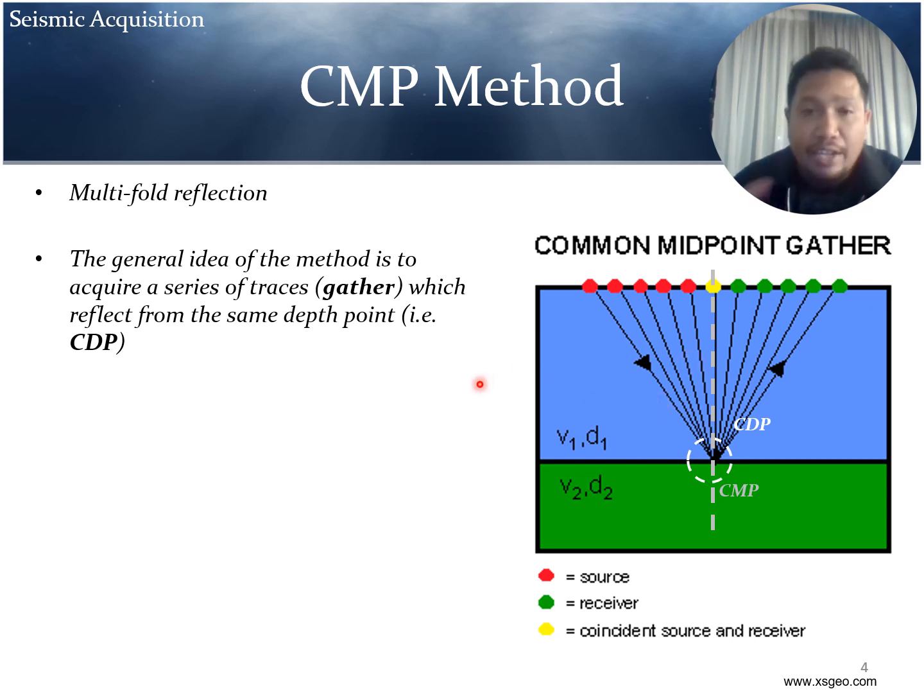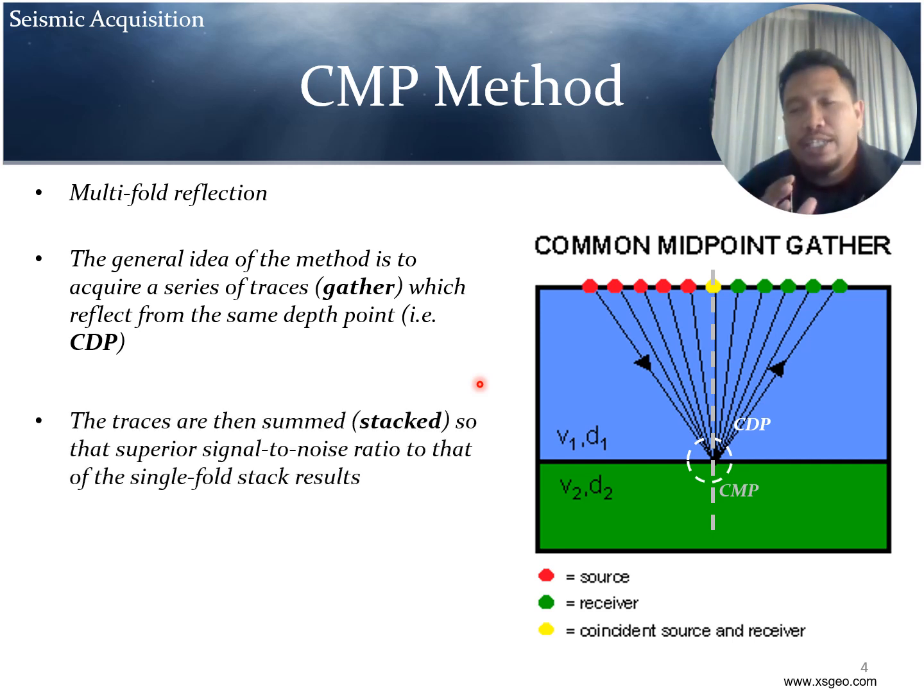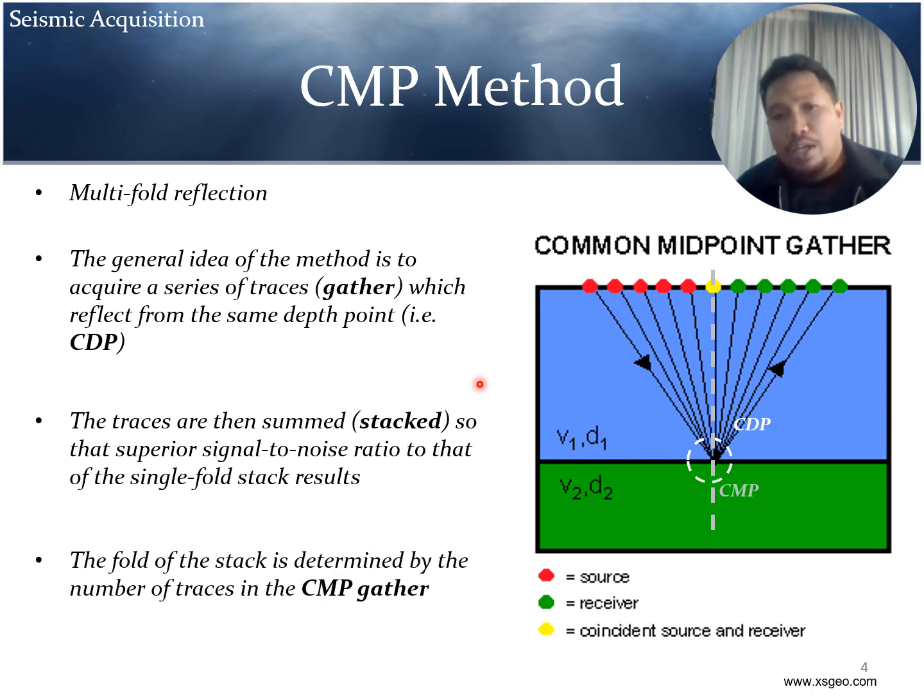And the diverse information captured in the trace form is subsequently combined or stacked to enhance the signal to noise ratio, resulting in a single or singular trace, or single fold stacked outcome. So the fold of the stack is determined by the number of traces in the CMP gather.